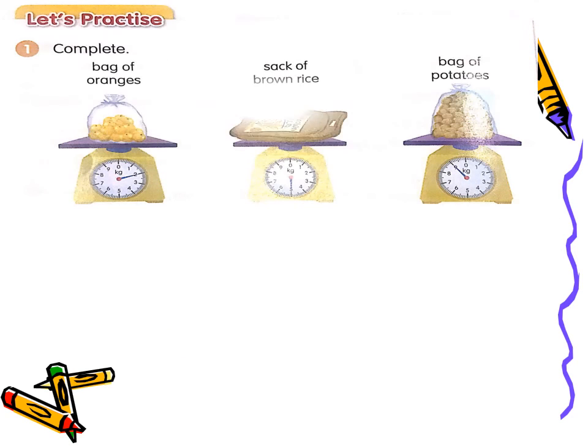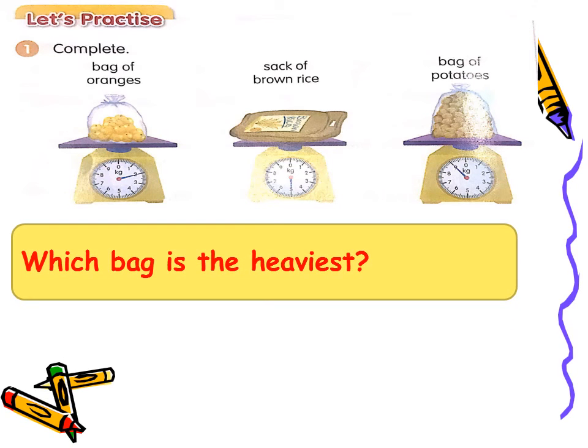Finally, let's practice. We have 3 items: a bag of oranges, a sack of brown rice, and a bag of potatoes. Which bag is the heaviest? First, you have to find the mass of each bag. Then you will compare between them and find the heaviest.